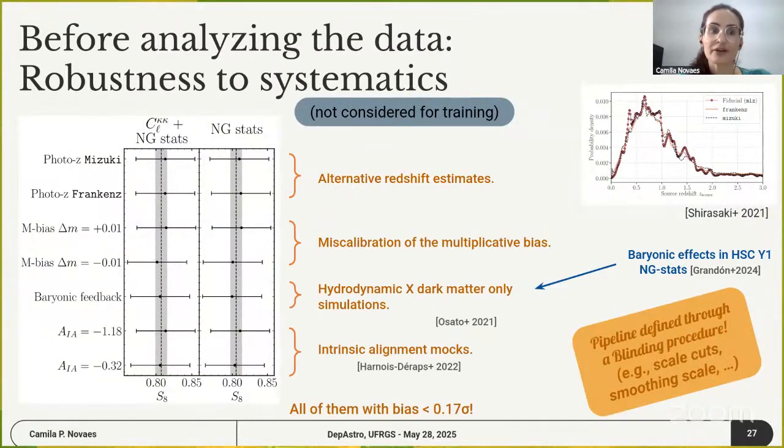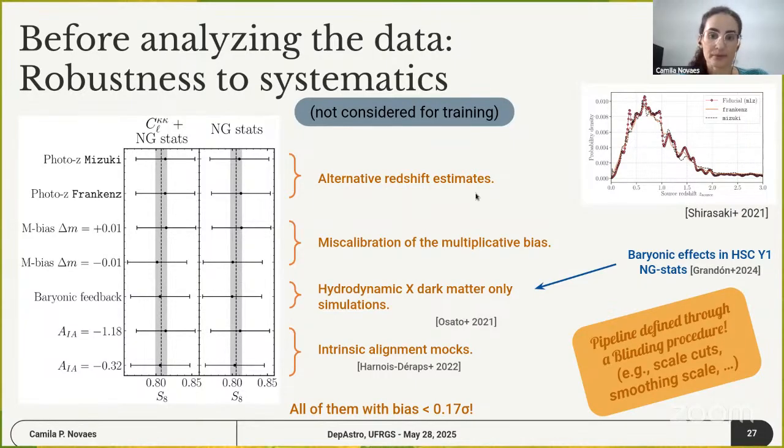Okay, so before going to the results, to the constraints we have for omega m and S8, we first have to be sure that our method will not produce any biased result. How we do this? Because we think that we understand the data and know what the data have, but the data may have some systematics that we are not aware of.